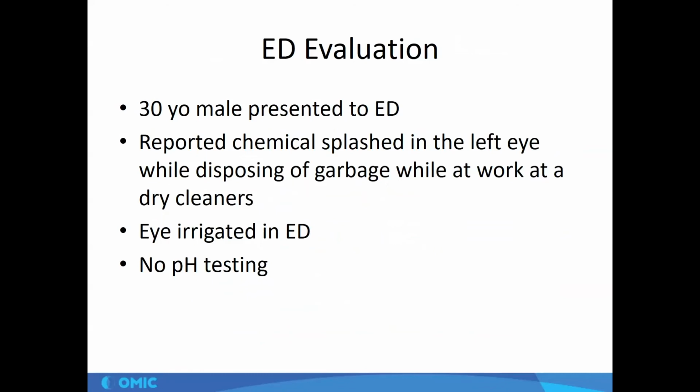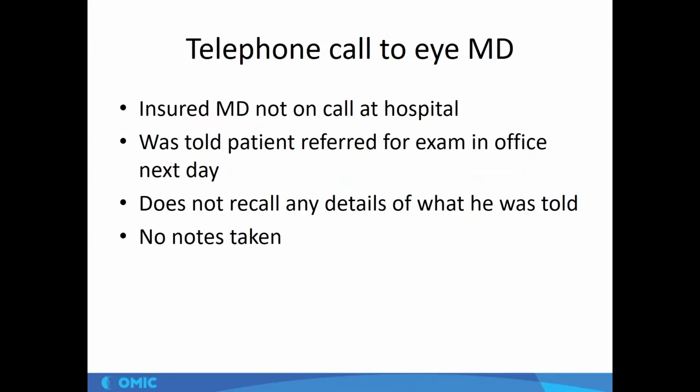So this was a 30-year-old male who presented to the emergency department who reported a chemical was splashed in his left eye while he was disposing of garbage while working at a dry cleaner's. His eye was irrigated in the emergency department. No pH testing was done. And a call was made to the ophthalmologist. Now, this insured ophthalmologist was not actually on call that day at the hospital, but took the phone call and was told to send the patient to the office the next day where they would be examined. The ophthalmologist didn't recall the specific details of what he was told and did not take any notes about the call.